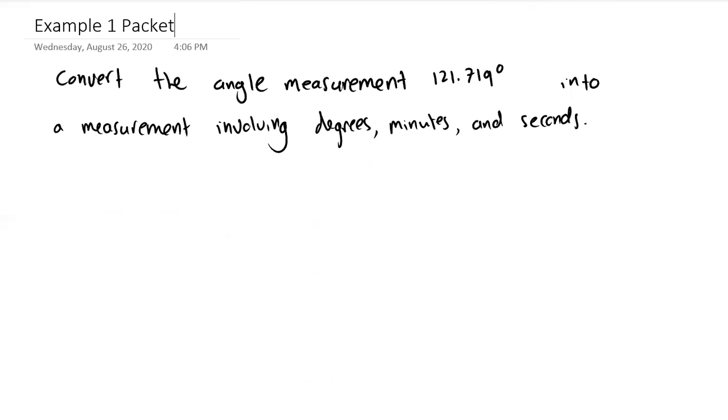So convert the angle measurement 121.719 degrees into a measurement involving degrees, minutes, and seconds. Now, this example is going to take a little bit, not too long, but it's going to take a little bit of work. So I'm actually going to stop the video here and do it in the next video.